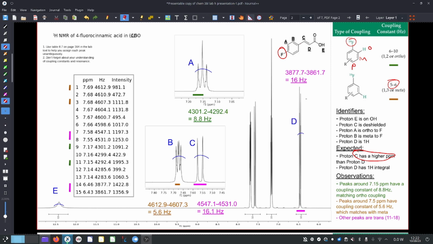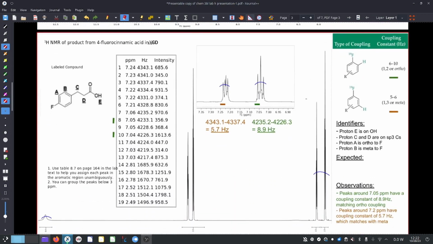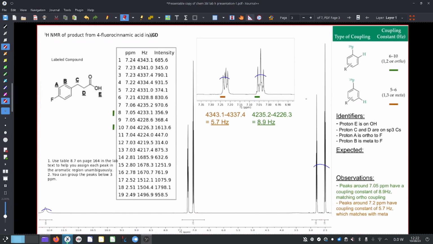So this is the H NMR of the starting material. Right. Then we move on to the H NMR of the product. Again, same labeling. A, B are going to be the same over here. This time, though, notice that C and D are no longer on an alkene. They're just on sp3 carbons, and because they're on sp3 carbons, we expect them to be on the lower ppm side, so to the right of the spectrum. Again, E is still on the OH, so E is still that broad singlet. And then we can look at the last two peaks over here.